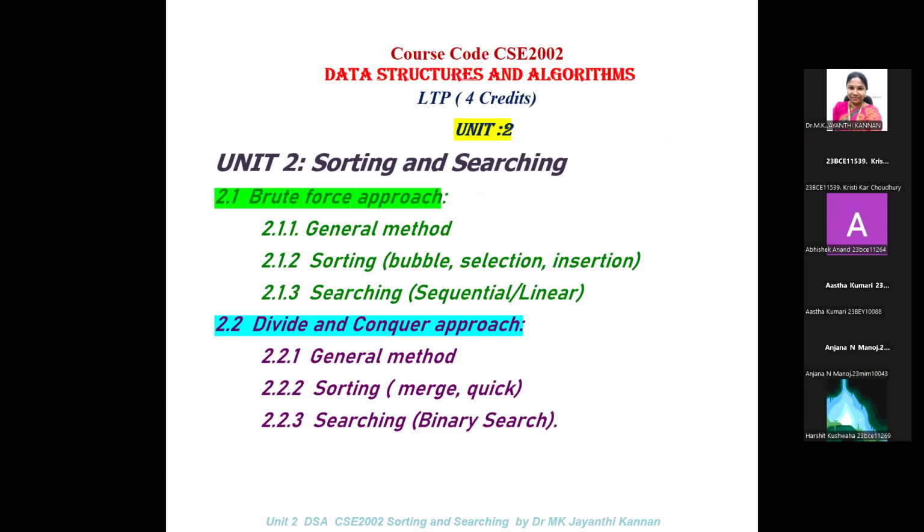So if you take unit 2, here also it's very simple, very basic concepts. Sorting and searching techniques using two different algorithmic methods. One is using brute force approach, another one is using divide and conquer technique. The example for a brute force approach is linear search.